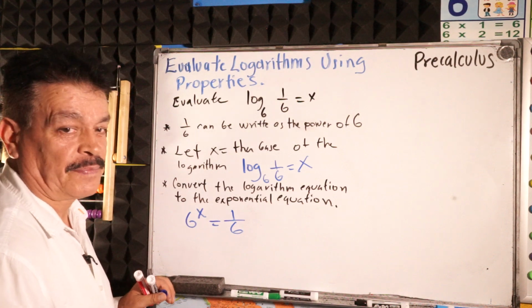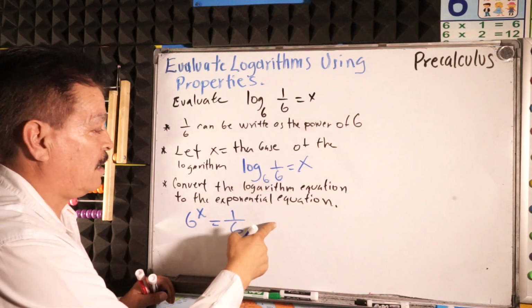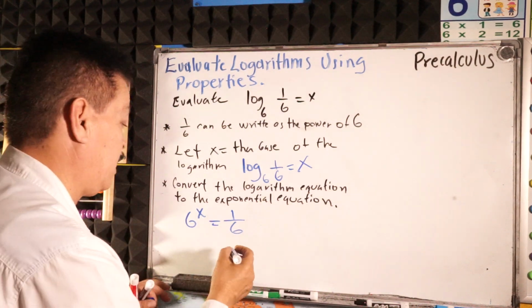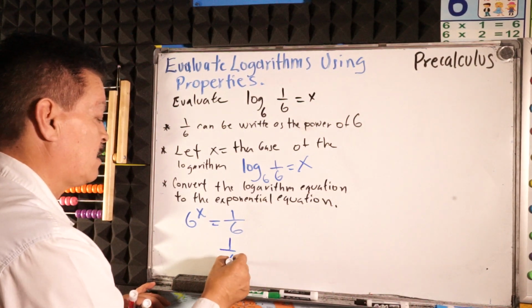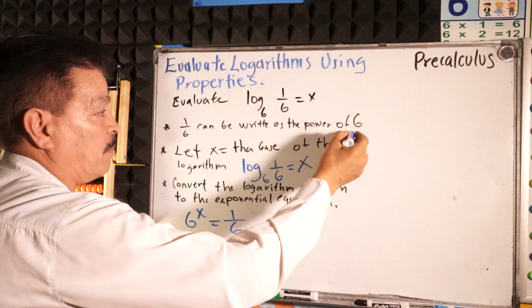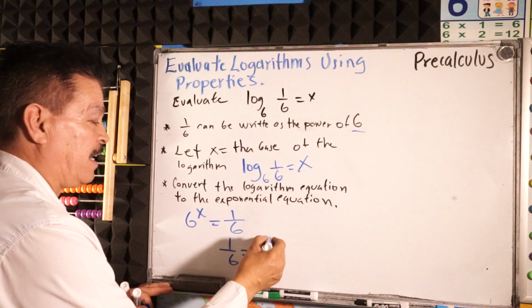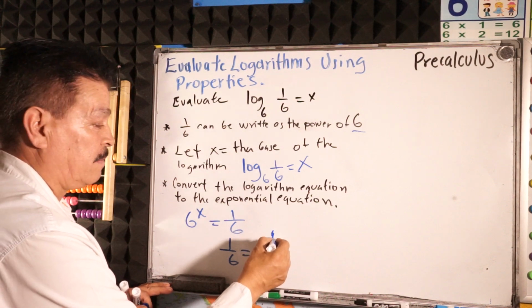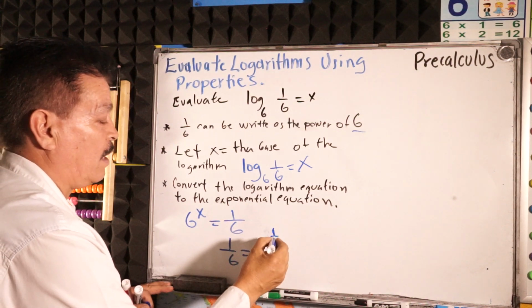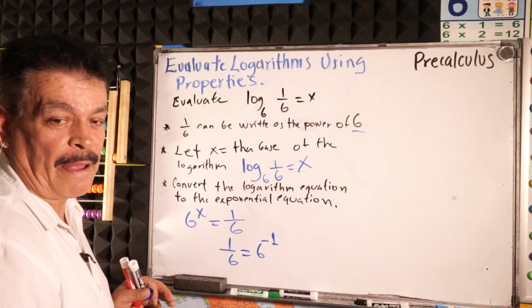Now 1/6 can be written as a power of 6. Remember, we write 6 to the negative 1, because it's 1/6. Step by step.